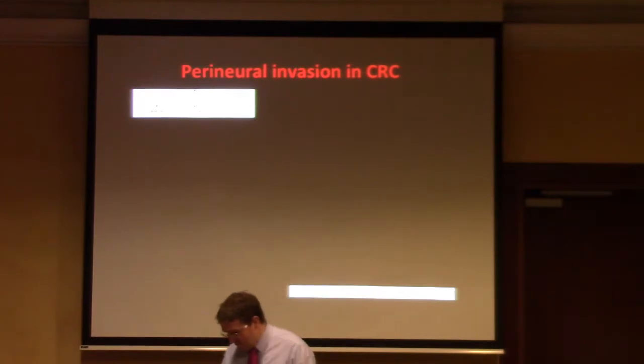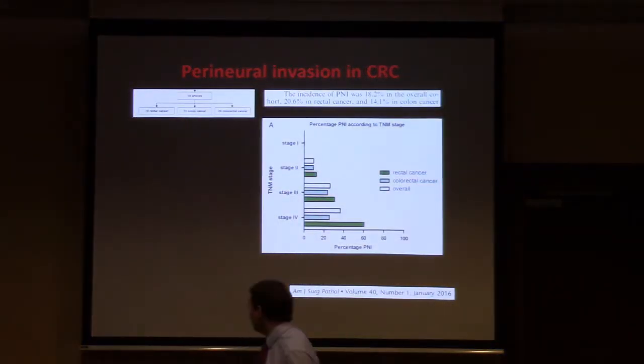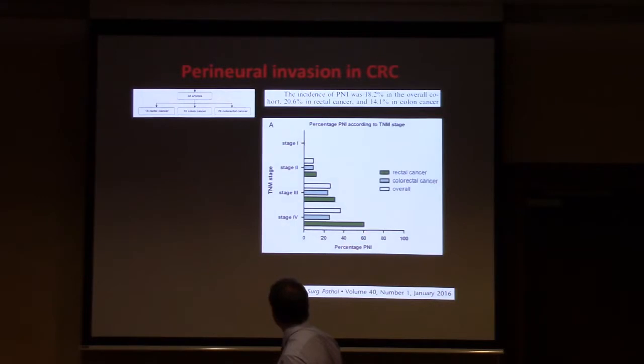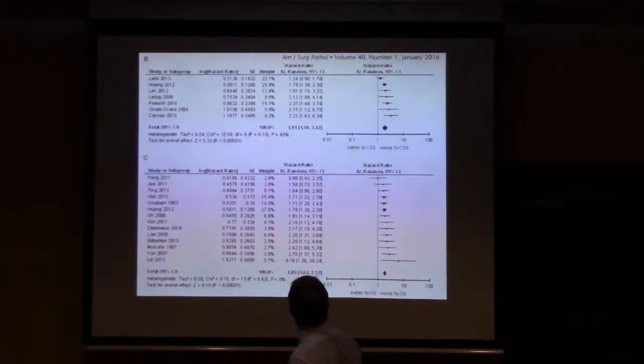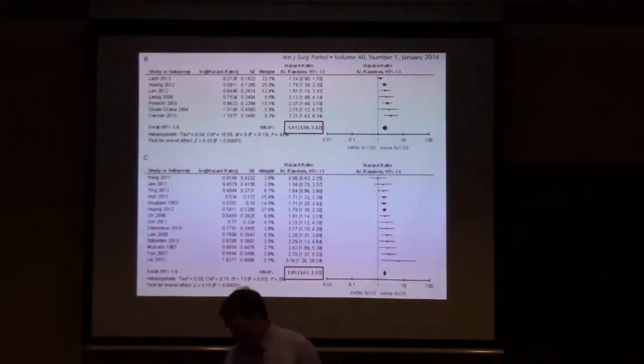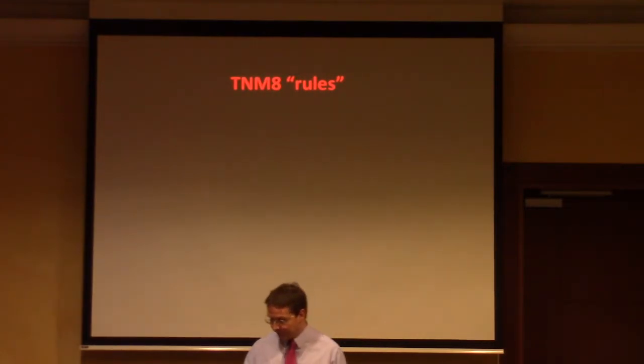58 studies looking at colonic and rectal, and they found 18% overall, more common in rectal, particularly in more advanced stage, unsurprisingly. So 60% of stage 4 rectal cancer showed perineural invasion, and you see in this chart that it's fairly consistent across a whole lot of studies. Both cancer-specific survival and overall survival were worse in those with perineural invasion, with a hazard ratio of just under 2 for each of them, quite similar to a lot of the prognostic features that we report routinely.